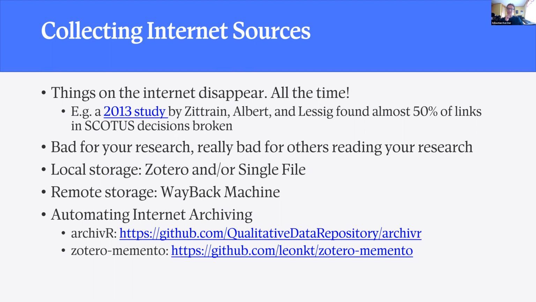The next thing that I would assume a lot of us are doing more of is scouring the internet for information. And stuff on the internet disappears all the time. And I assume you're aware of this. One thing that I like to cite is this 2013 study done by three researchers at Harvard Law, who found that 50% of links in decisions by the Supreme Court were actually broken at that point in time. So that's bad, right?